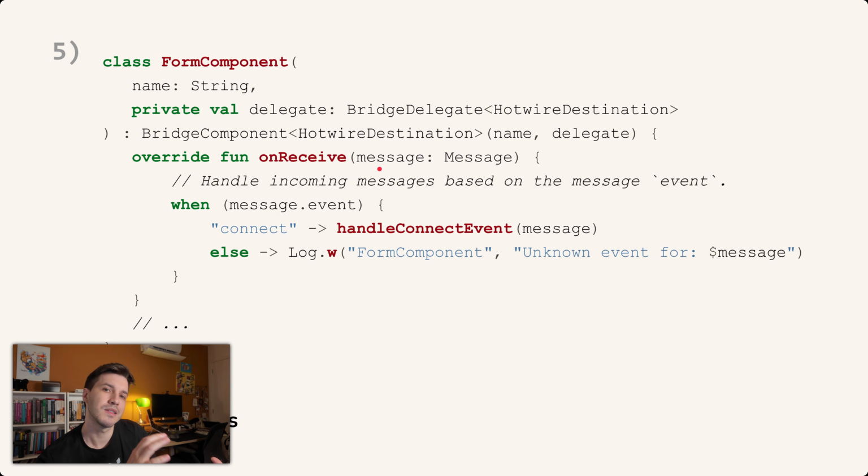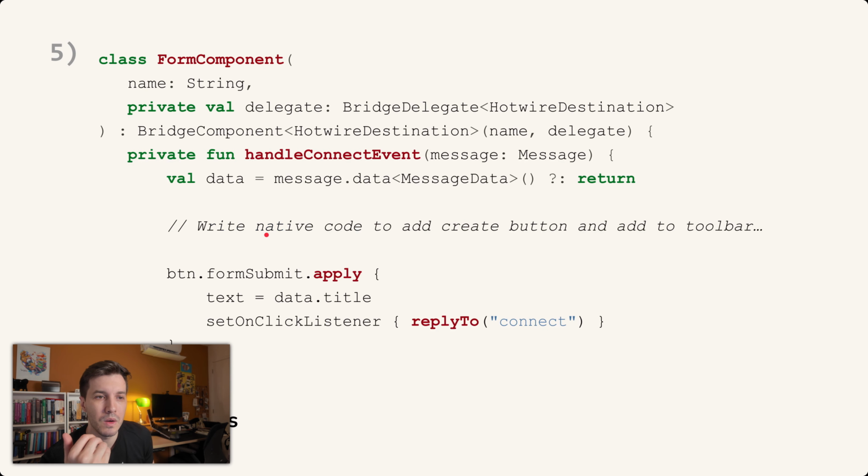Once we register this component in our Hotwire native application, it will start listening to events we'll be able to send. In this case, we are sending the connect event, which is the event that we send from this JavaScript. So when we send that connect event, this handle connect event will be called. In this case, we are deserializing the data that we sent from the JavaScript over here. This is how we do that in Kotlin.